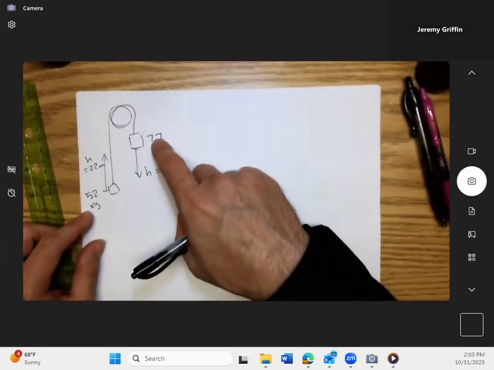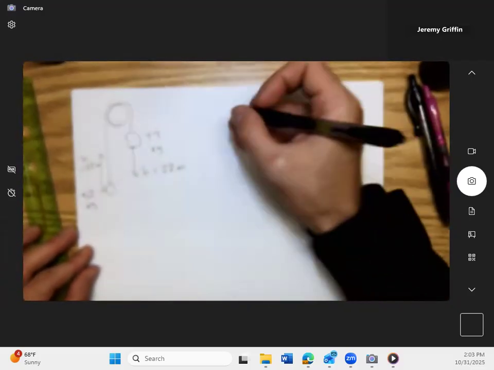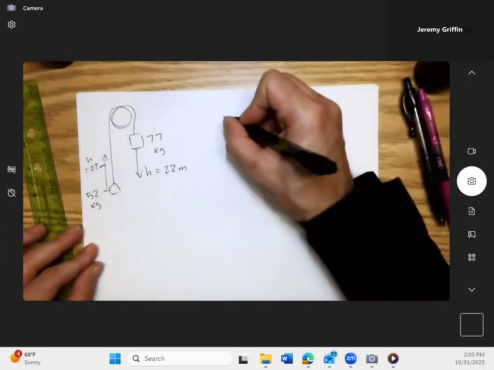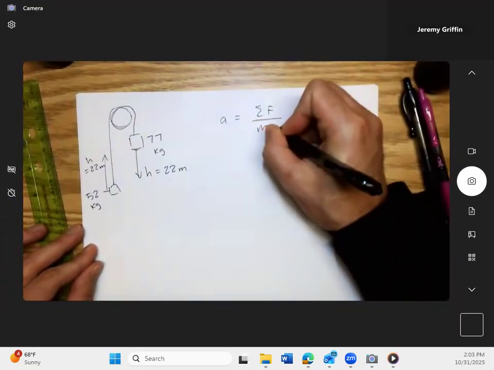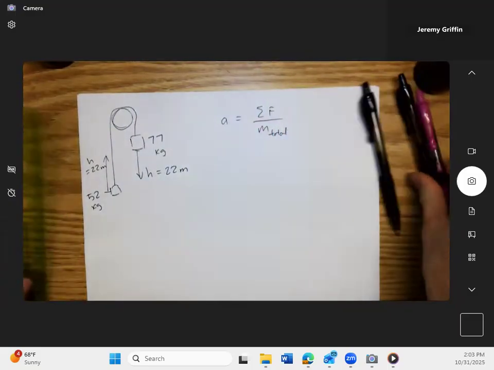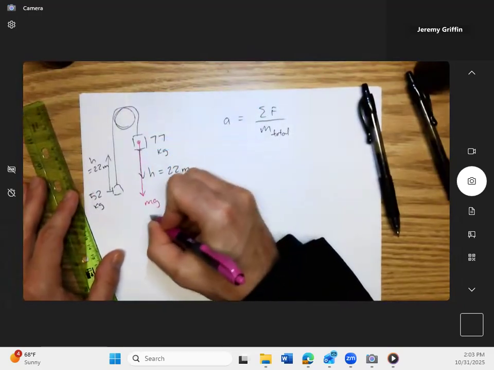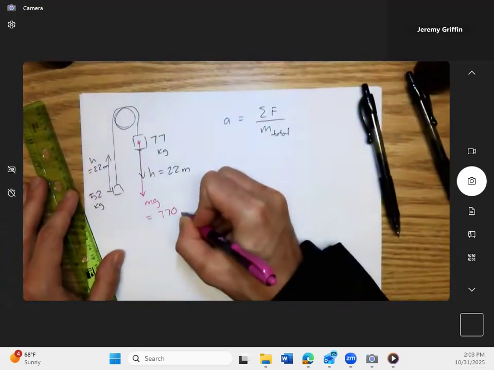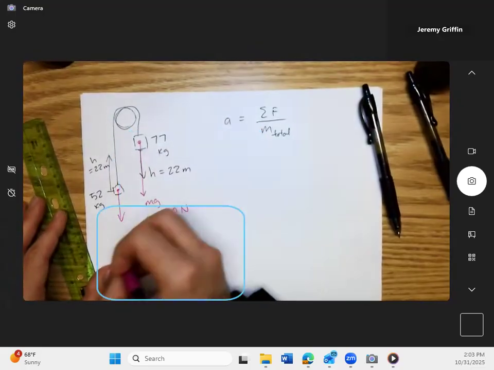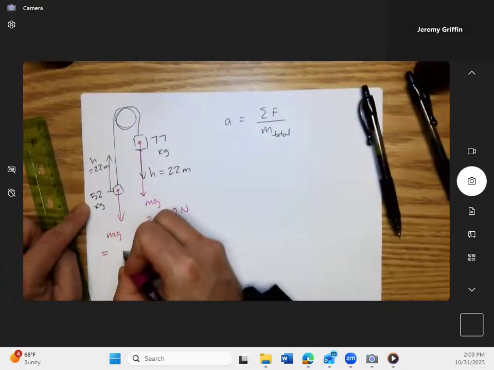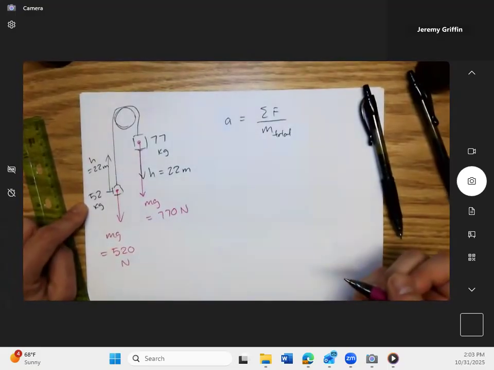Okay, so what would be the speed at the end of that motion? Now, the old way of doing it is you have to go through acceleration. So let's go through Newton's second law of motion. You guys remember net force over total mass? Guys, what is the force pulling down right here? mg equals what? 770 newtons, if I call g 10 meters per second squared. How much is this pulling down right here? 52 times 10, 520 newtons. That'll be true, right? For sure.